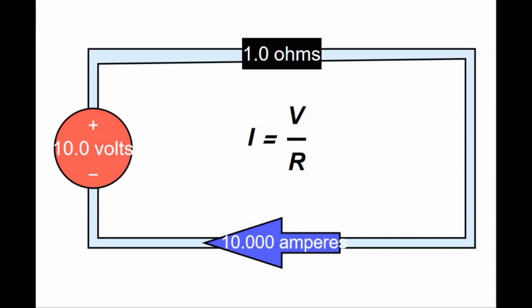What is Ohm's law? Ohm's law states that the electric current through a conductor is directly proportional to the voltage across it, with resistance being the constant of proportionality.